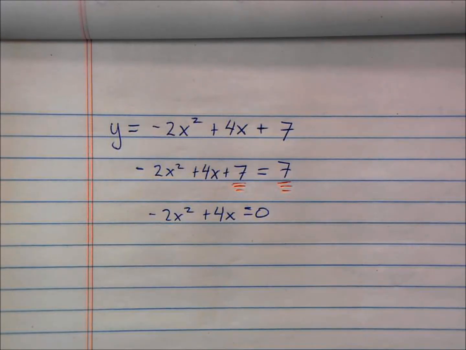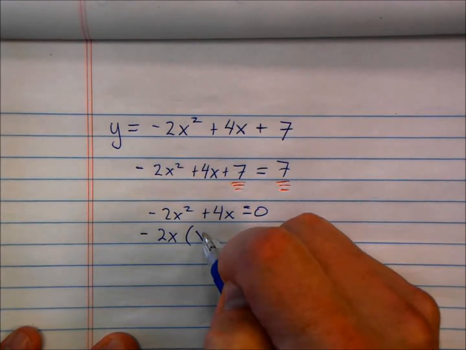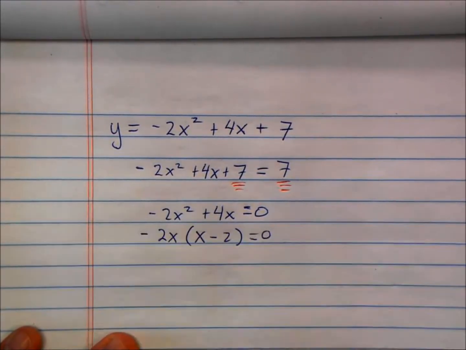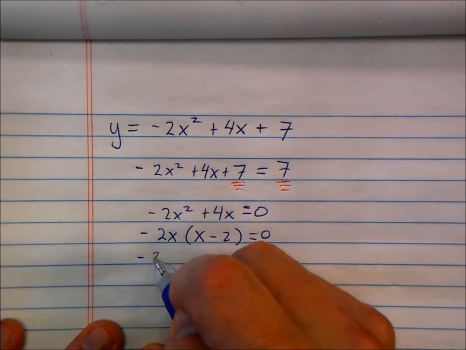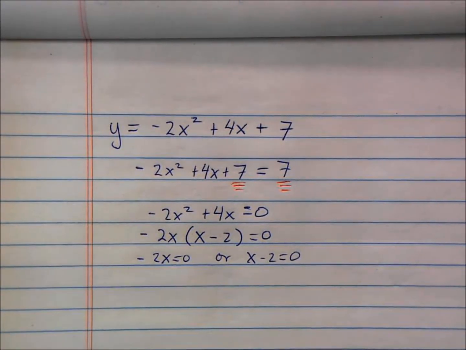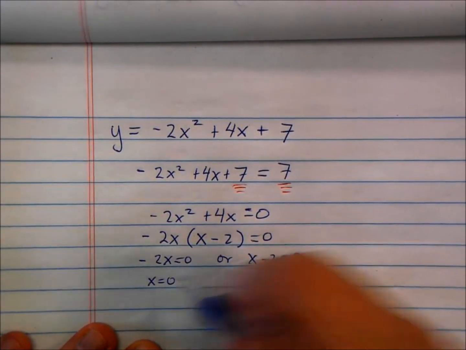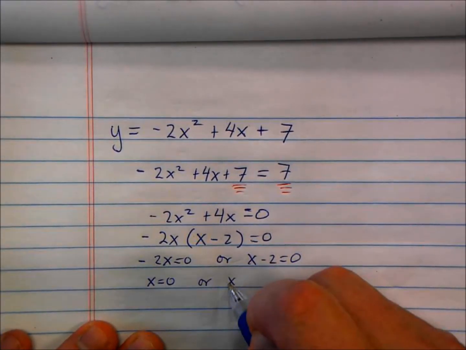Now what? Factor. How can you factor that? I can take out a negative 2x. Okay, that's a good idea. Negative 2x times x minus 2 equals 0. We end up with negative 2x equals 0 or x minus 2 equals 0. What's the answer to the first equation? X is 0, because negative 2 times 0 would give me 0. X equals 0. And the second equation, x equals 2.